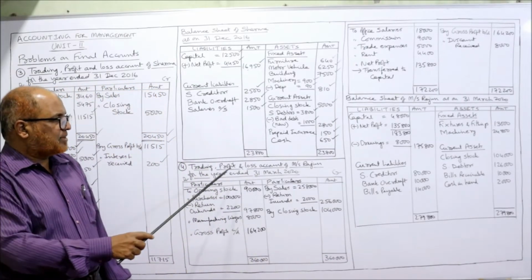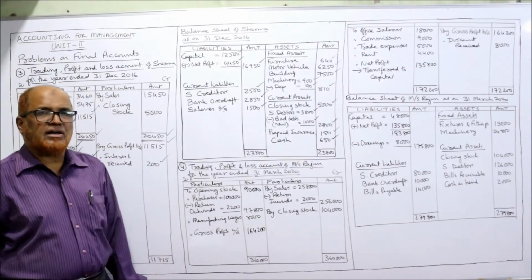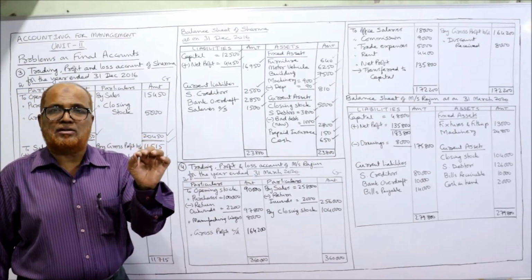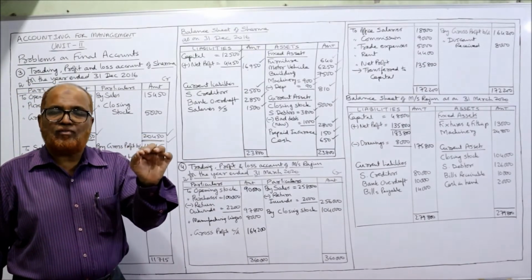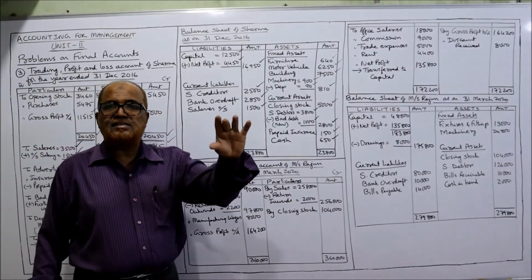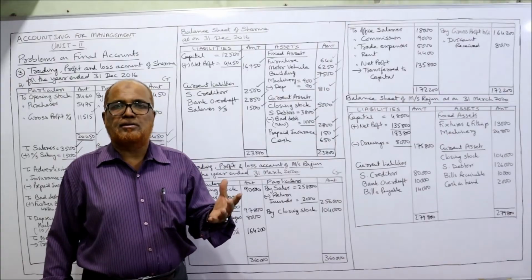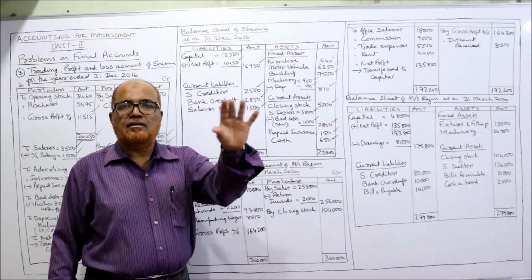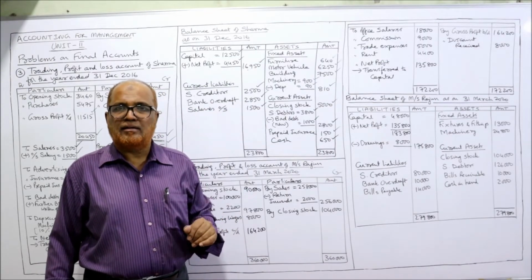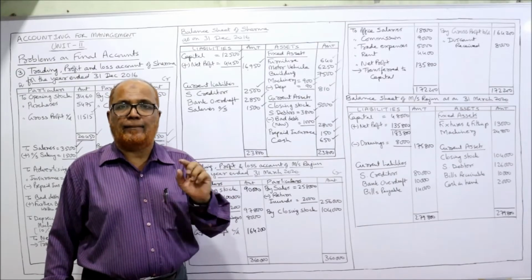Trading, profit and loss account of Messrs. Rajan for the year ended 31st March 2020. Heading is very important. The examiner first of all will see the heading. If heading is right, then examiner will say most of the items may be right, because the student has written the beginning heading correctly. That's why give more importance to the heading.